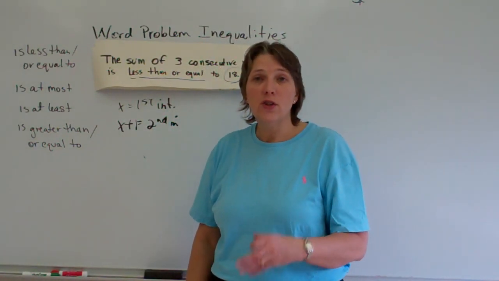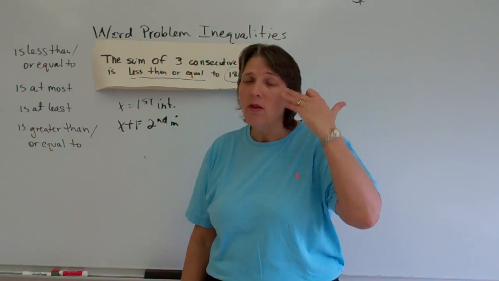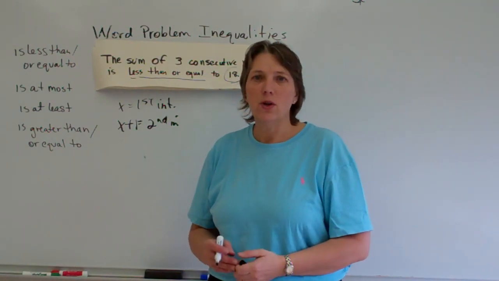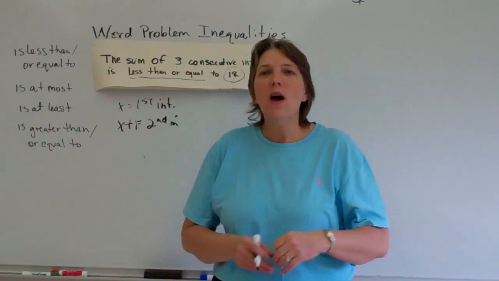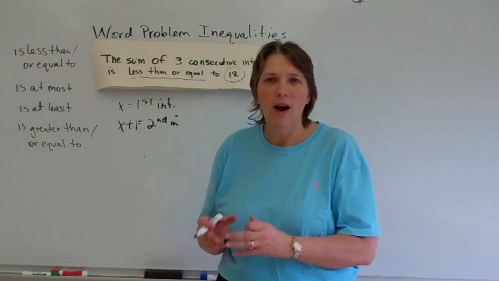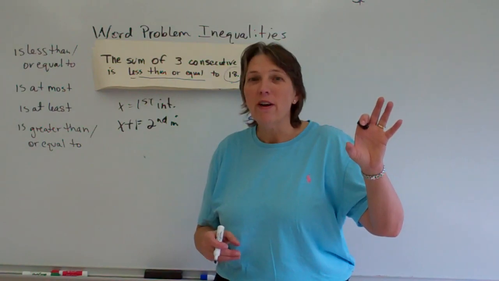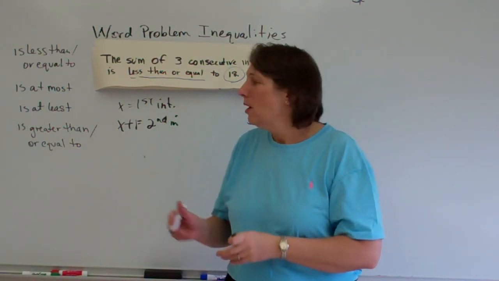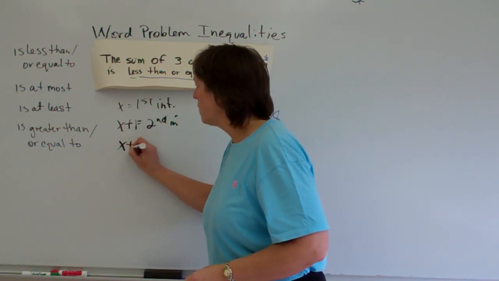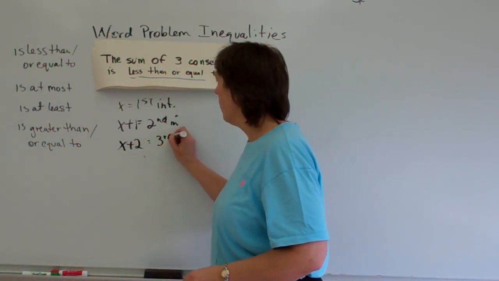Well, what's my third integer? Well, I said 3, 4, 5. 5 is my third integer. But I don't say, how do I get from 4 to 5? I say, how do I get from 3 to 5? Because 3 is my variable. So how do I get from 3 to 5? I add 2. So I go back and I say x plus 2 is my third integer.